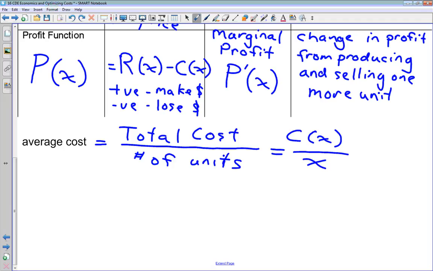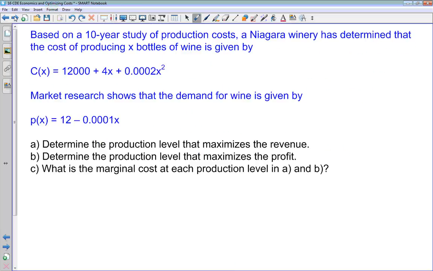Okay. So let's take a look at an example here where we're going to use a number of these definitions, and we'll try to come up with some conclusions based on what the numbers are telling us. So, based on a 10-year study of production costs, a Niagara winery has determined that the cost of producing X bottles of wine is given by this cost function here, as a function of X. So this is our cost function.